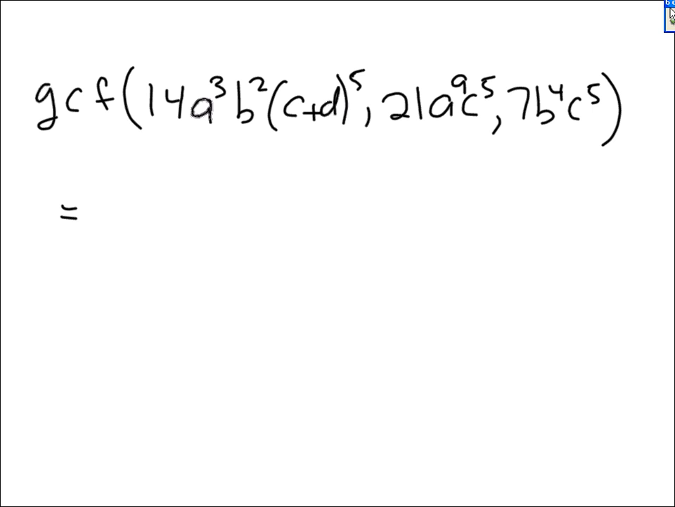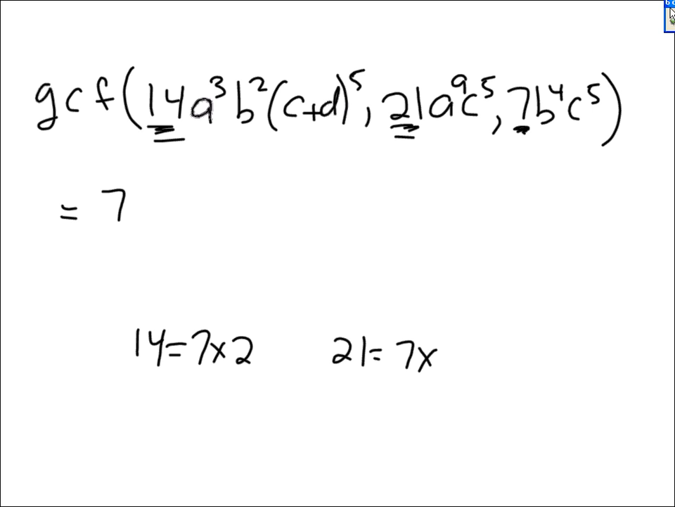Well, first, the hard part, the numbers. 7 is prime. The only numbers that go into 7 are 1 and 7. Well, 7 goes into 14 and 7 goes into 21. The answer is 7. And you want to work it out. 14 is 7 times 2. 21 is 7 times 3. 7 is 7. They all just have one factor of 7 in common.